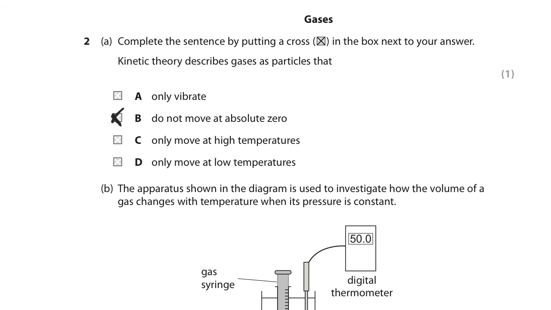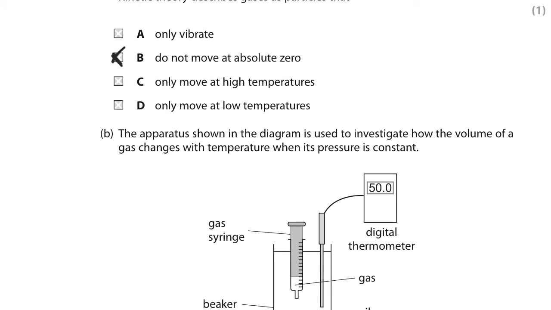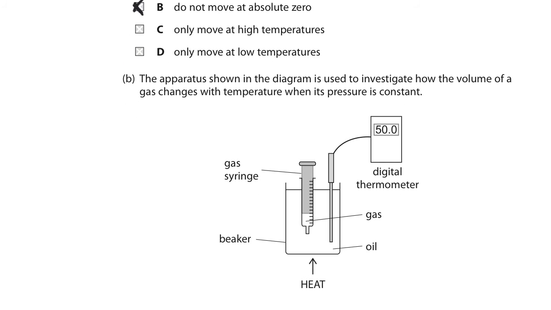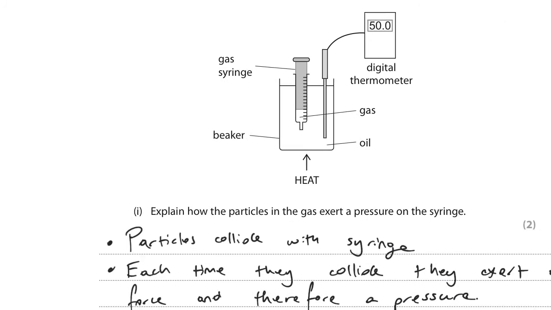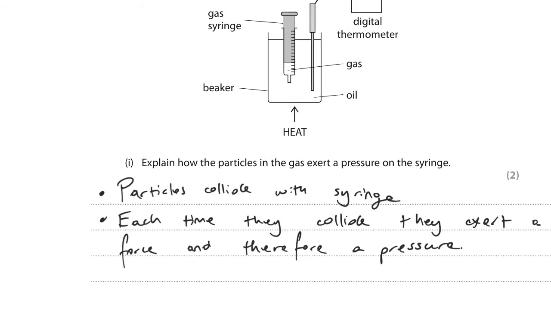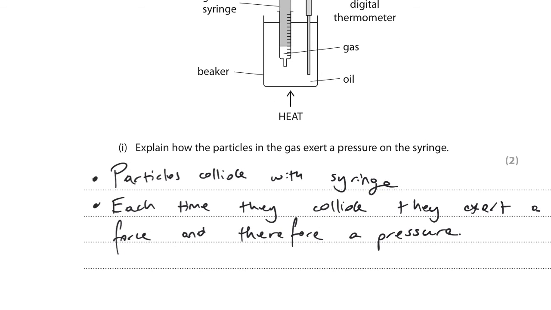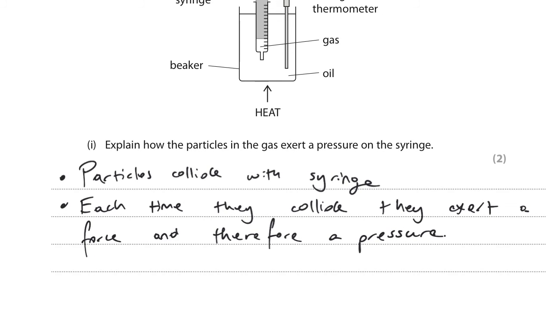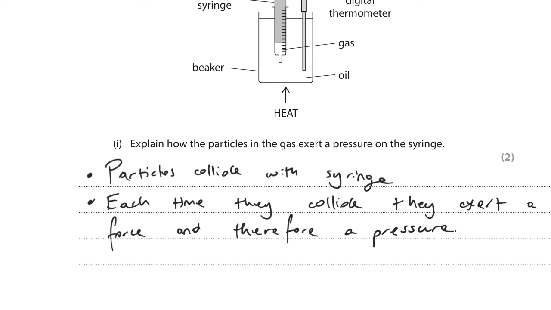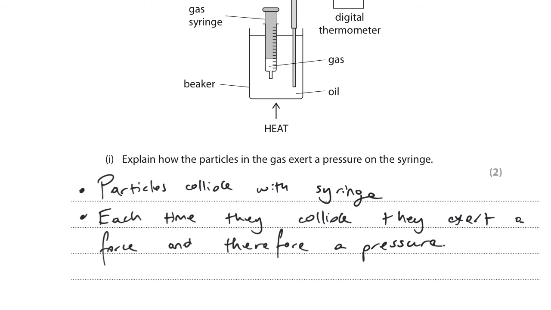Complete the sentence by putting a cross in the box. Kinetic theory describes gases as particles that B, do not move at absolute zero. The apparatus shown in the diagram is used to investigate how the volume of a gas changes with temperature when its pressure is constant. Explain how the particles in a gas exert a pressure. Point 1, particles collide with the syringe. Point 2, each time they collide they exert a force and therefore a pressure.